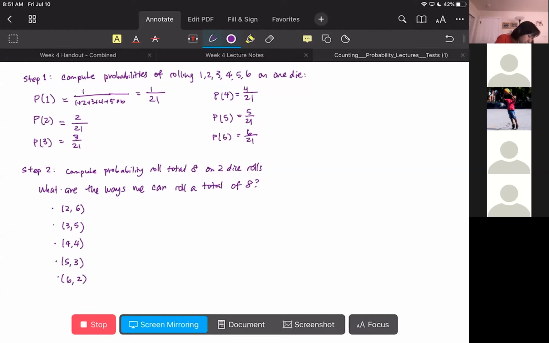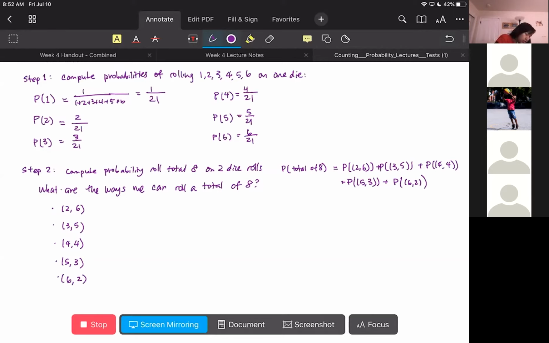So just to be explicit about this, the probability we get a total of 8 equals the probability we roll a 2, then a 6, or the probability we roll a 3, then a 5, or 4, then a 4, or a 5, then a 3, or a 6, then a 2. So now we have 5 different cases.